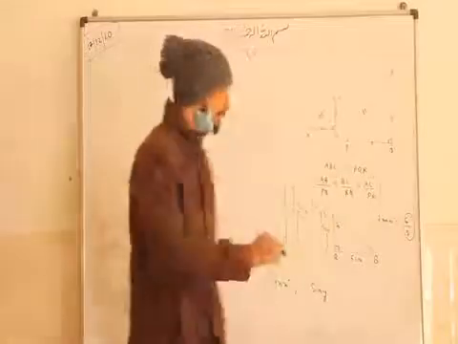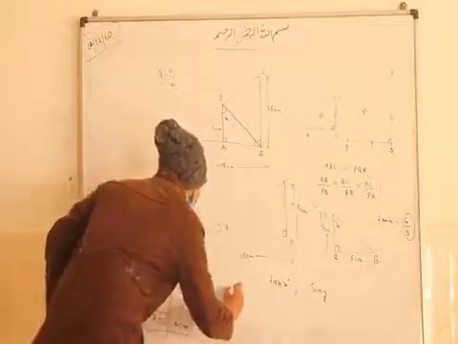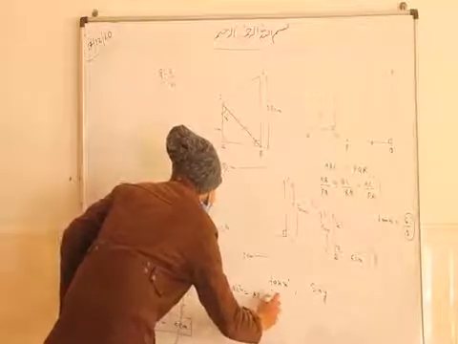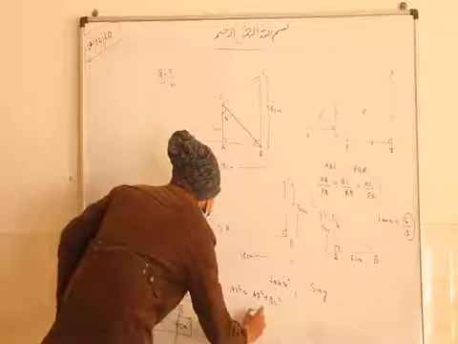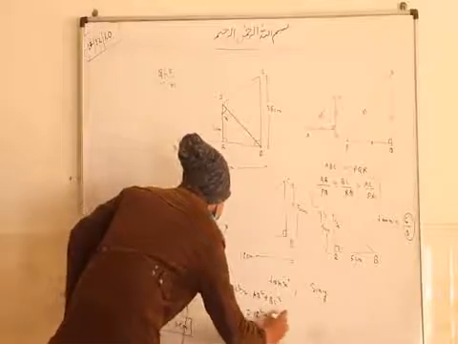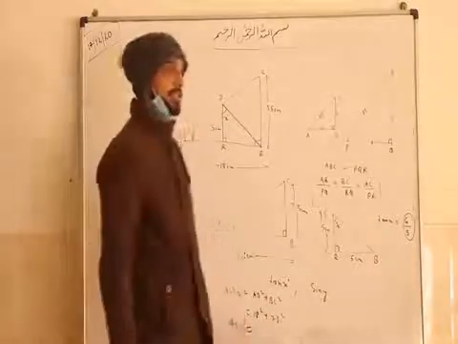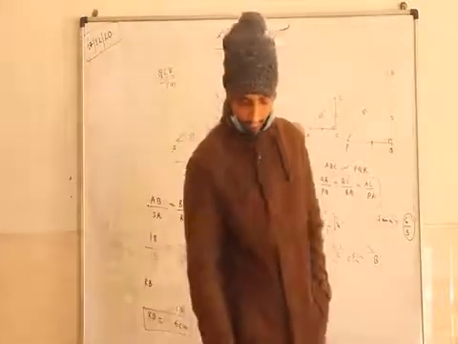From this triangle you can calculate AC square is equal to AB square plus BC square. So it will be 18 square plus 7.5 square. Calculate it and tell me what is the value of AC.